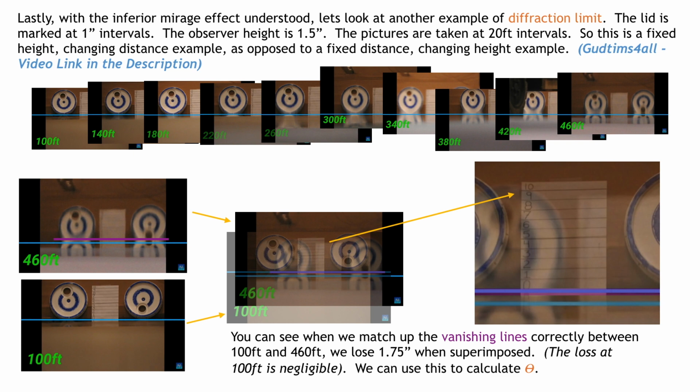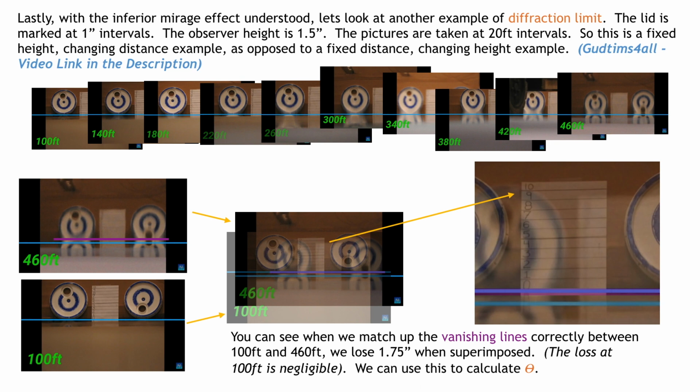So lastly, with the inferior mirage effect understood, let's look at another example of diffraction limit. The lid here is marked at 1 inch intervals. The observer height is 1.5 inches. The pictures are taken at 20-foot intervals. So this is a fixed height changing distance example as opposed to a fixed distance changing height example. And again, video link is in the description.